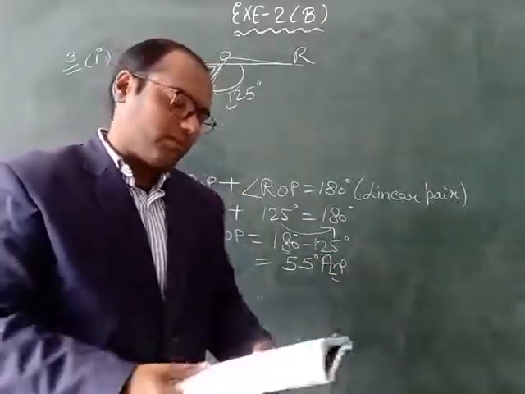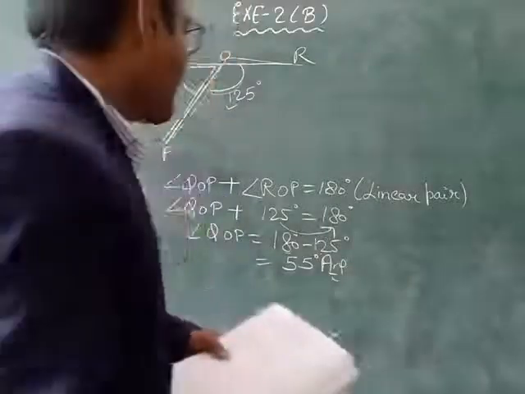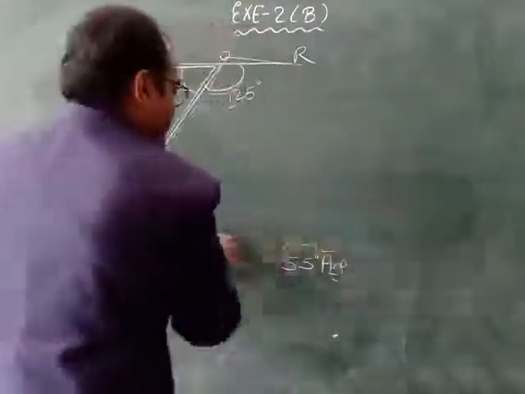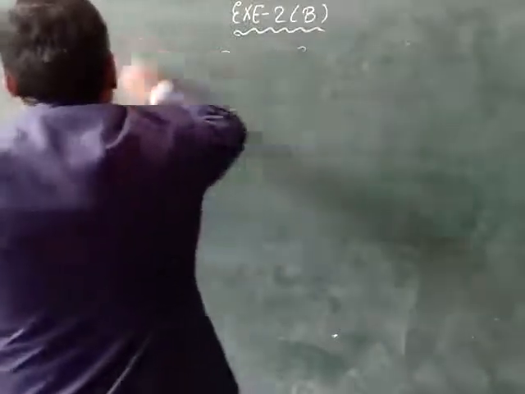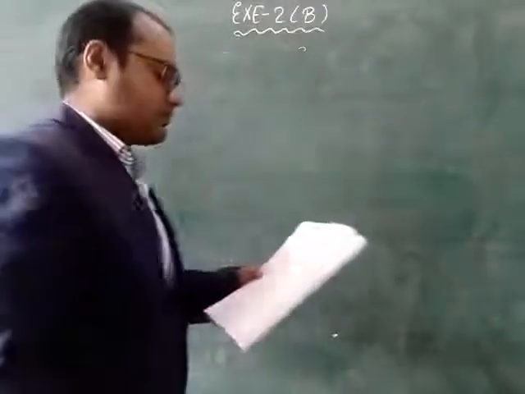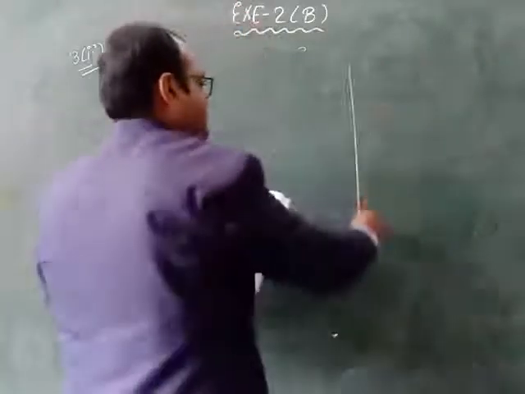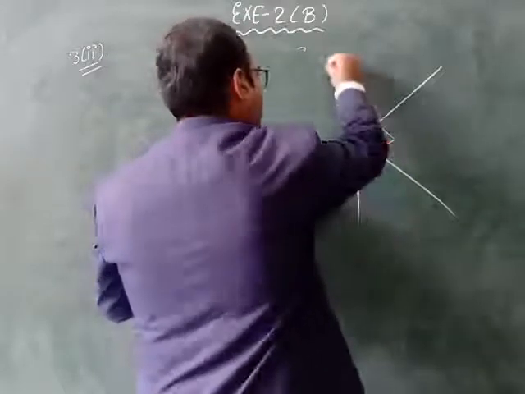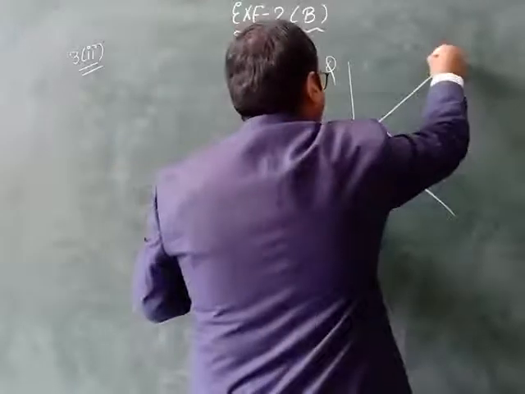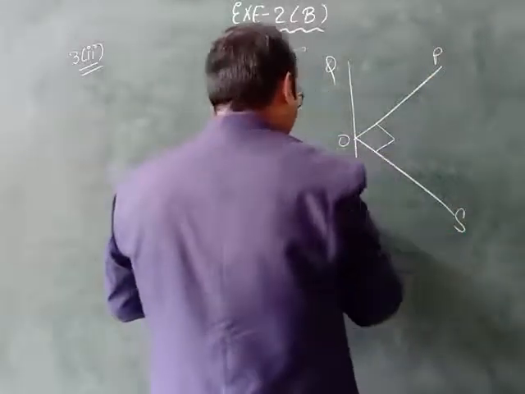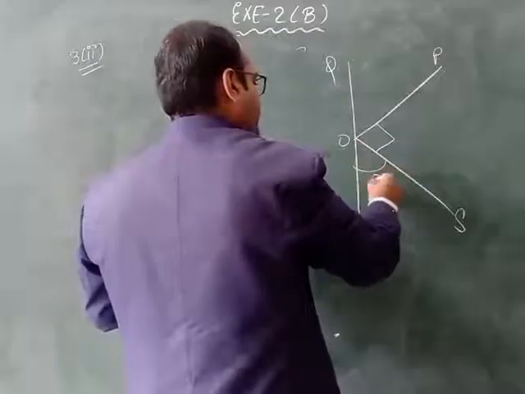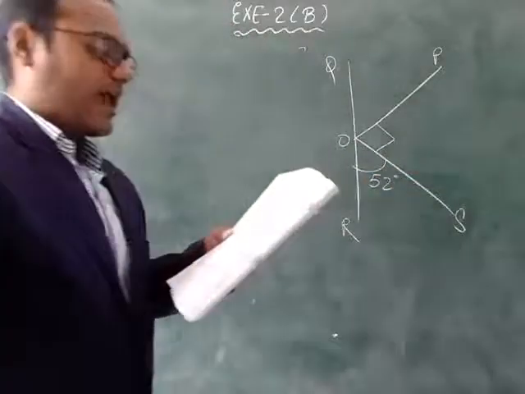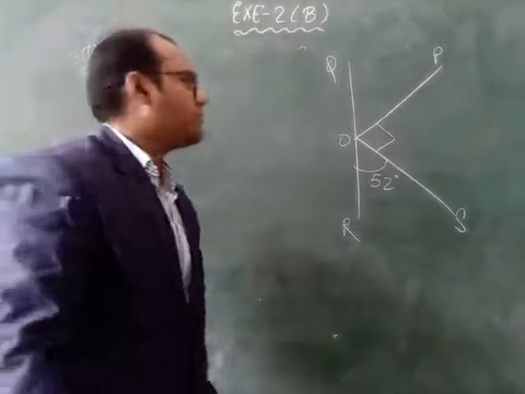Now see the second part. Question number 3, second part. Figure is given. Here it is Q, O, P, S, R, 52. The heading of the question is we have to find POQ.